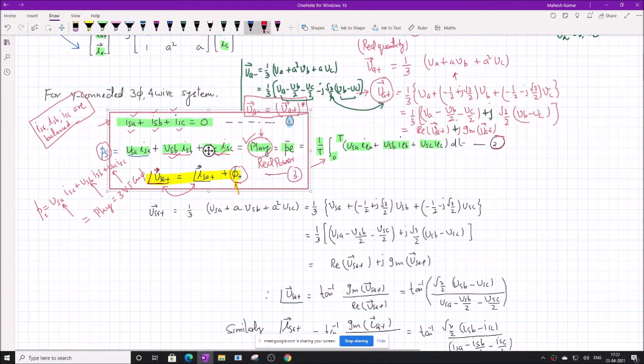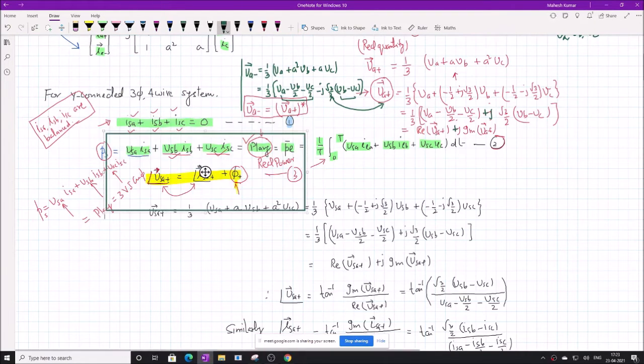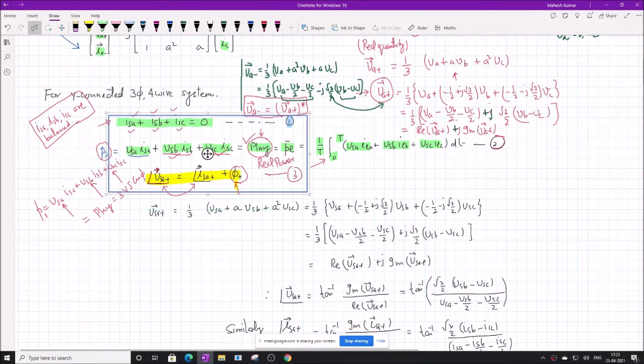But this condition is not straightforward. We have to simplify this condition. We have to look into more details of this condition. All right, so let us take BSA1 plus, this term.